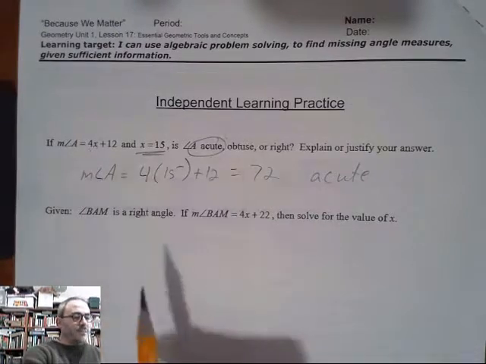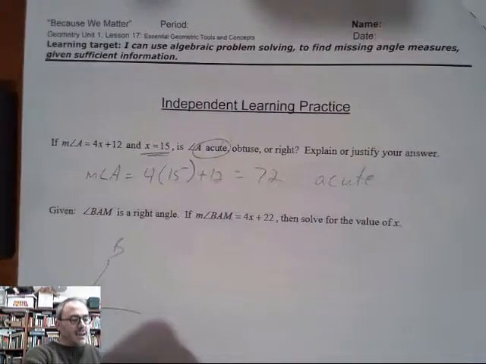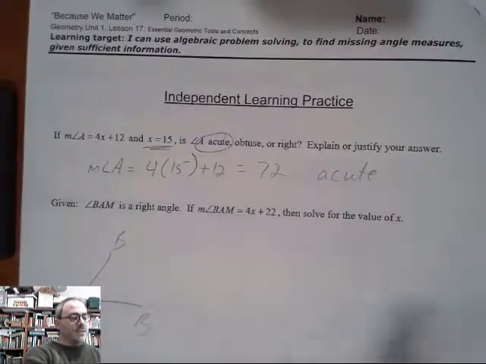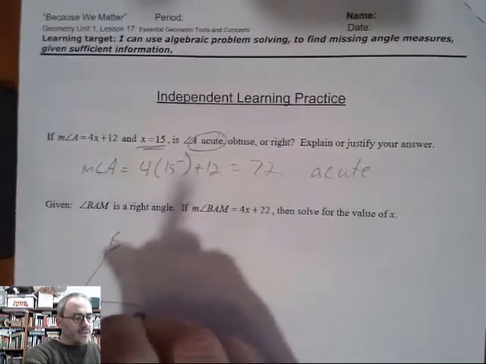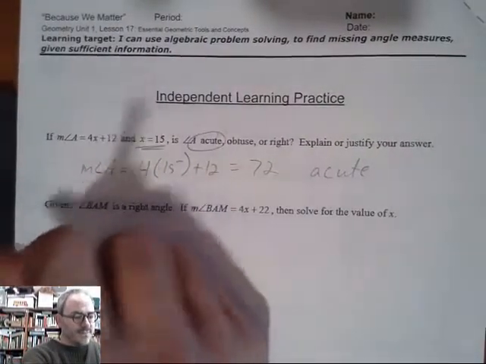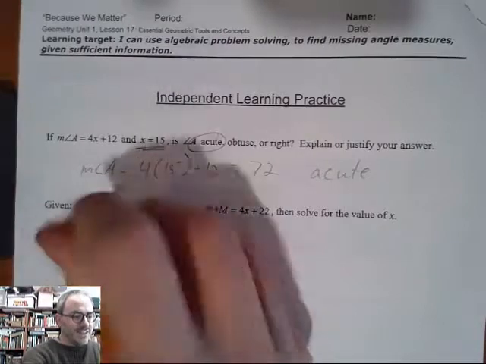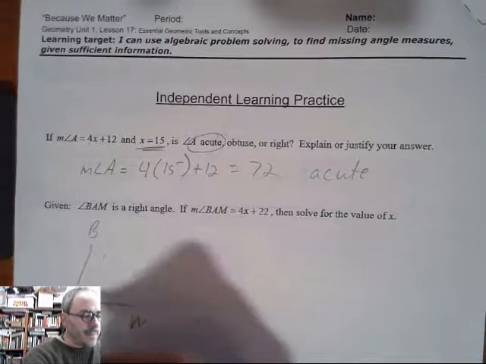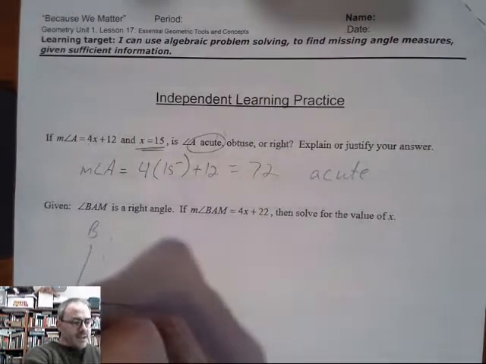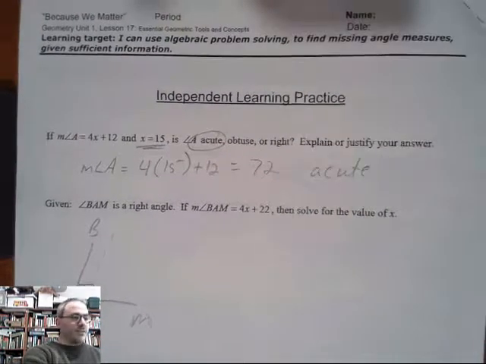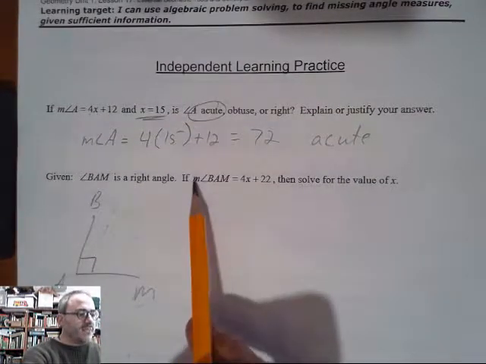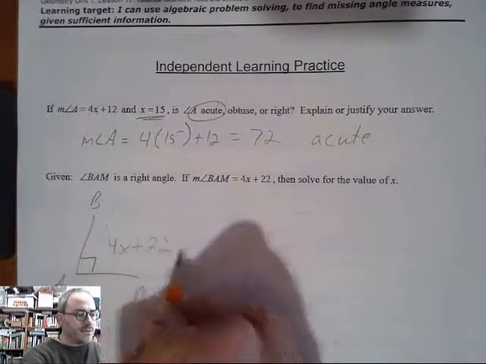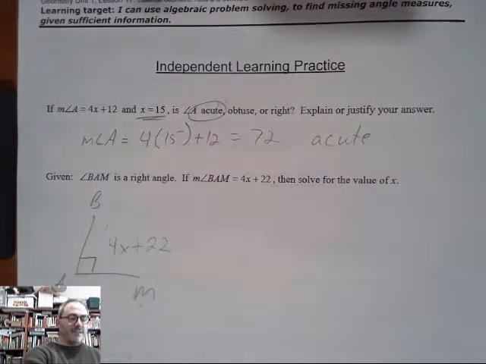Given that angle BAM is a right angle. Oh, it would have been a lot better, Mr. Salt, if you had thought about that before you labeled your angle. I'm going to erase all that because it says it's a right angle. So I need to approximate a right angle a little bit better than what I had. Get that little corner symbol, let you know it's a right angle. If the measure of angle BAM is 4x plus 22, then solve for the remaining value of x.